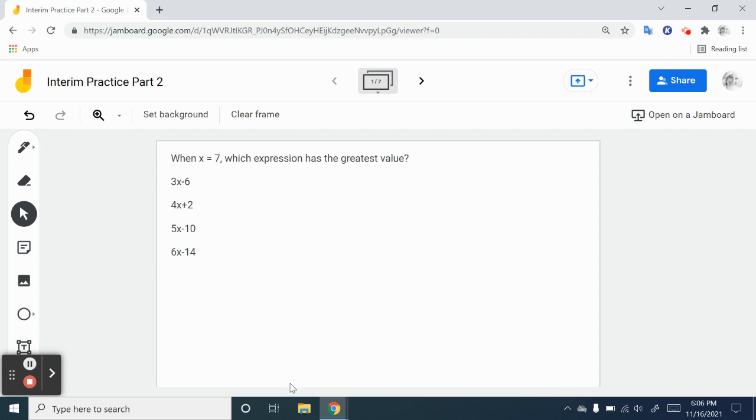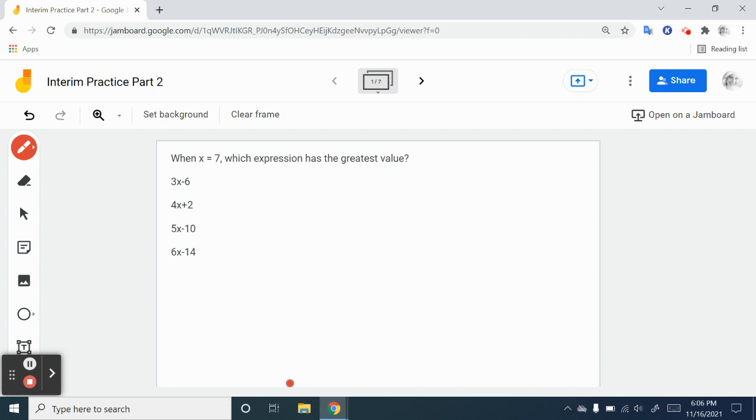So the first question on the second part of the test will be something similar to this. It's going to give you a few expressions, and you have to figure out which one has the greatest value when x is 7. So when x is 7, which expression has the greatest value? Really the only way to solve this problem is to evaluate all the expressions.